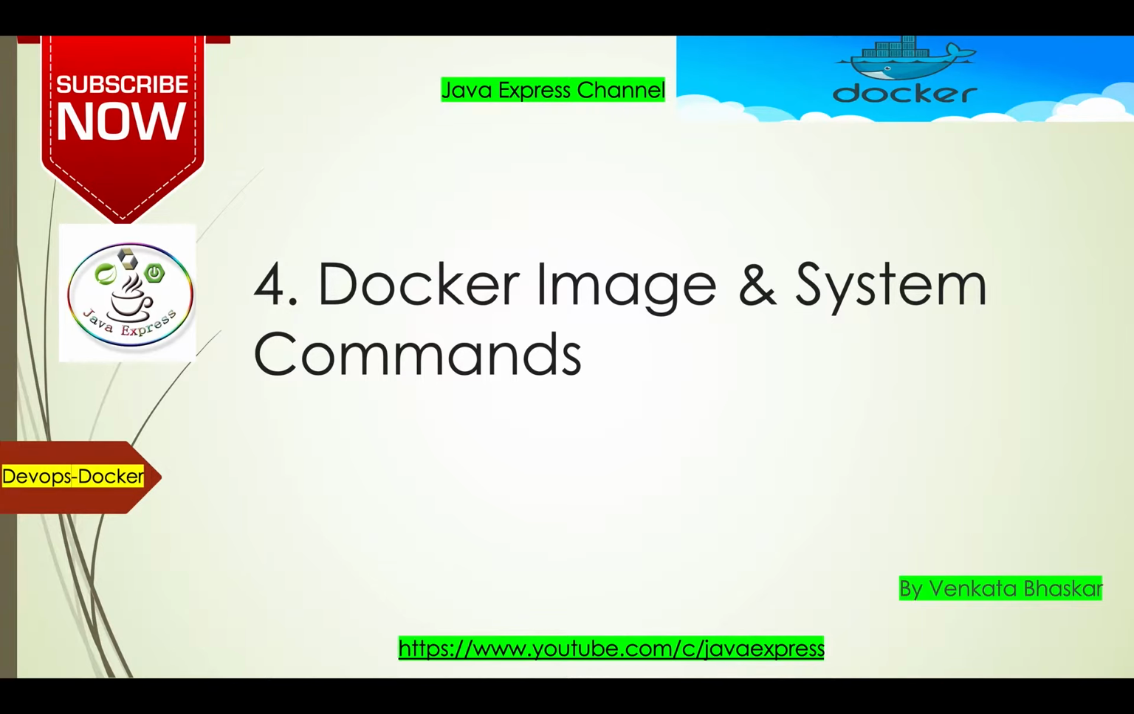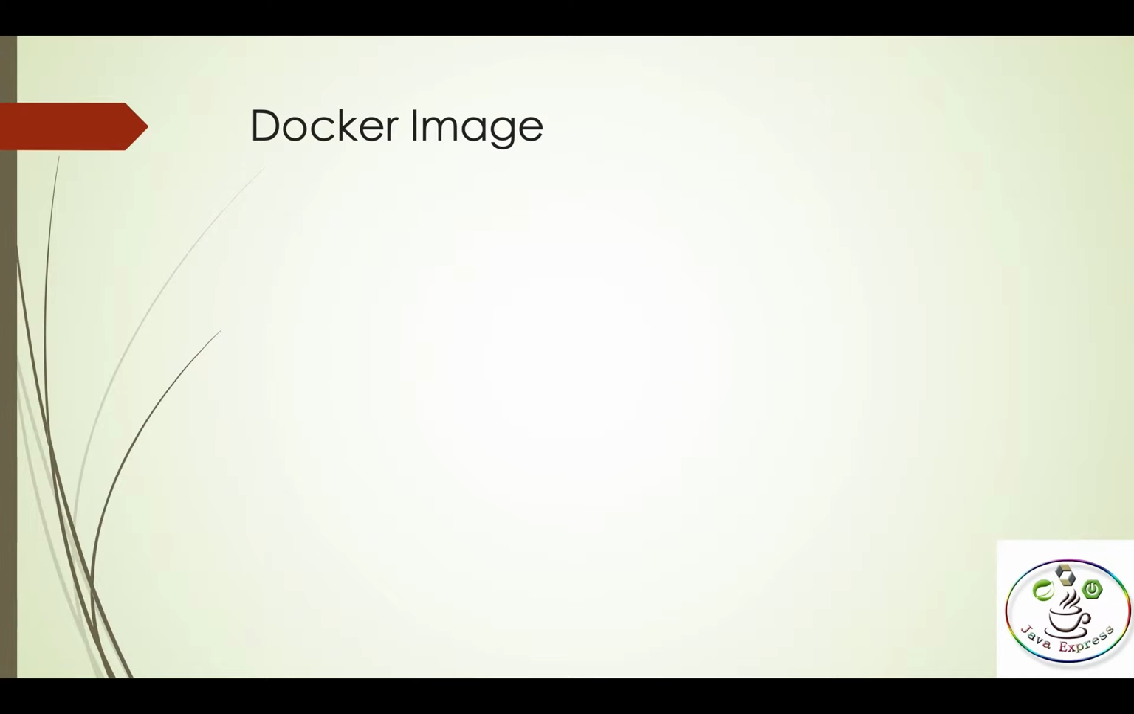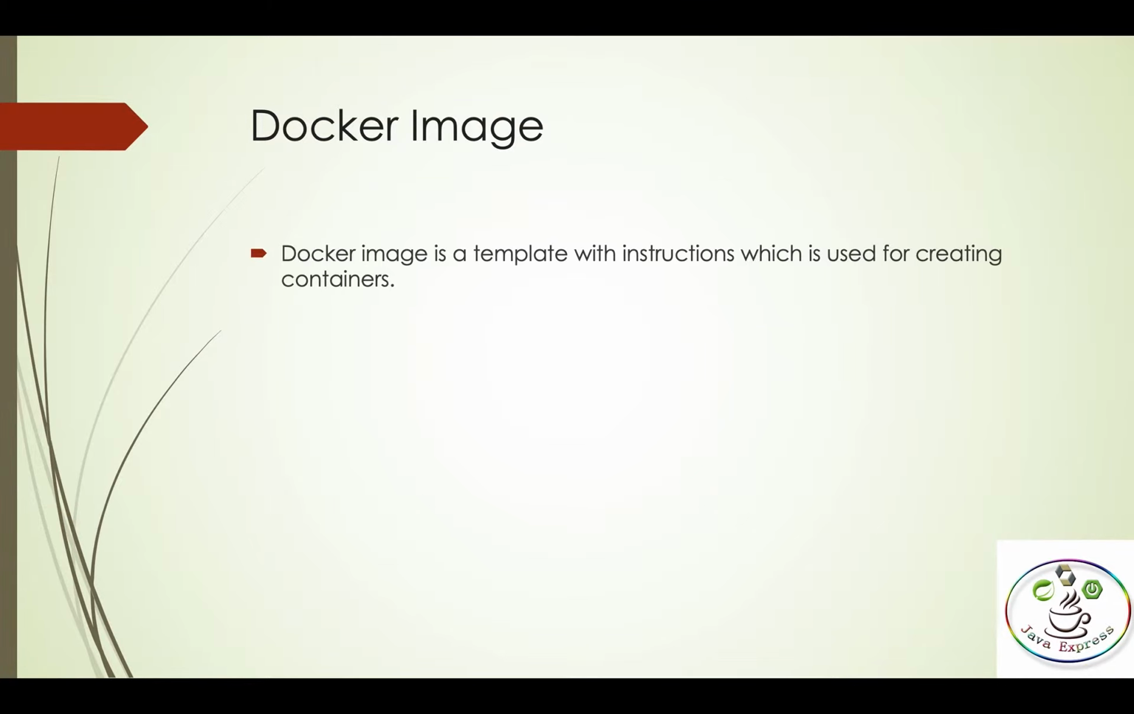Let's quickly start. Now you know what an image is, right? An image is a template with instructions you can use for creating a container. By using that template you can create any number of containers on top of a Docker engine. Docker engine is also one of the Linux layers.